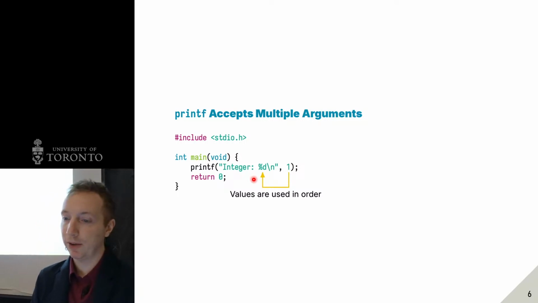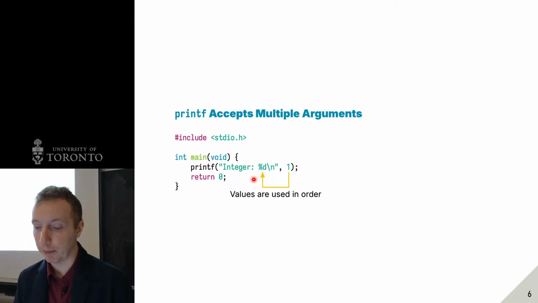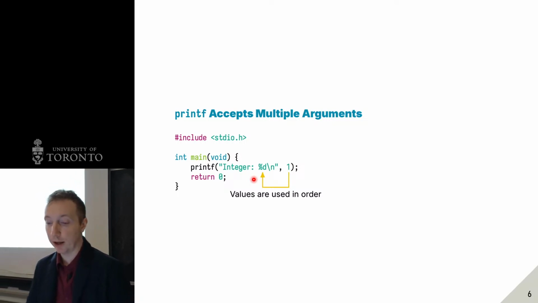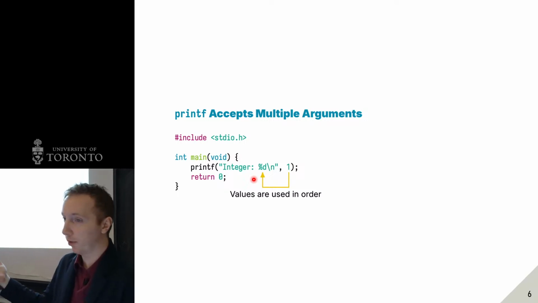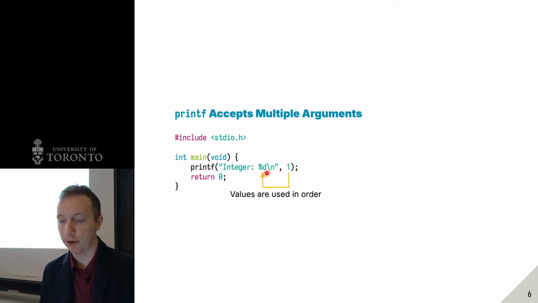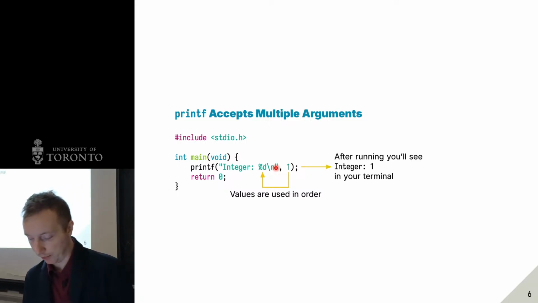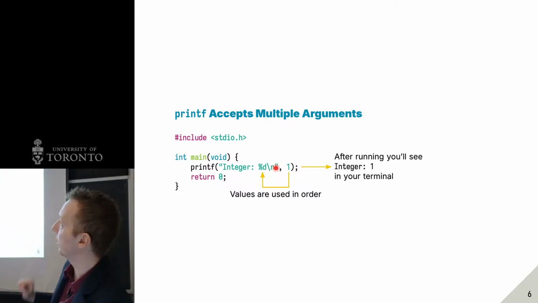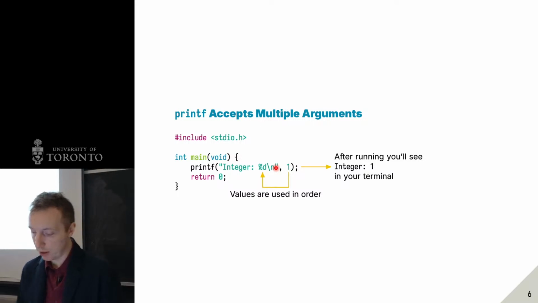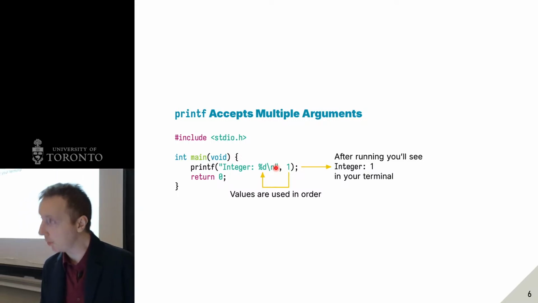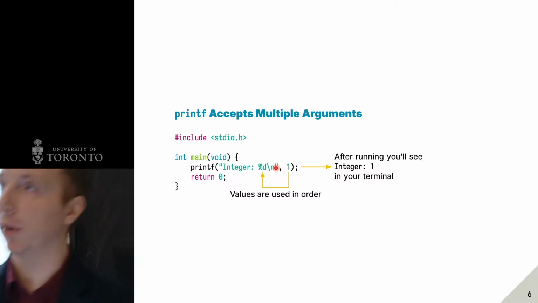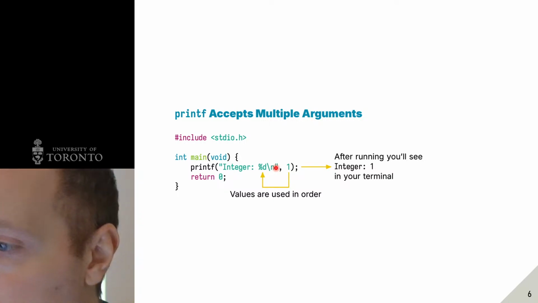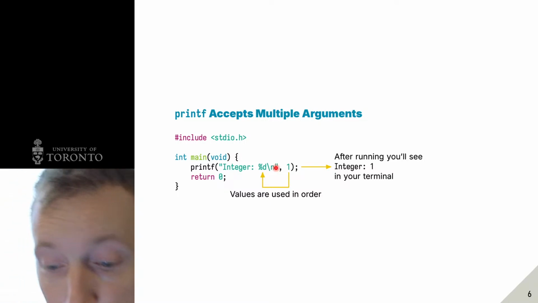If you mix and match them, it will still work. It will just look a bit strange. So these values are always used in order. So if I wanted to print 2 or something like that, I would have to do the %d after it. So after running this, you will see integer 1 in your terminal. So any questions about that? So now we're able to display the values of integers, which is kind of cool.